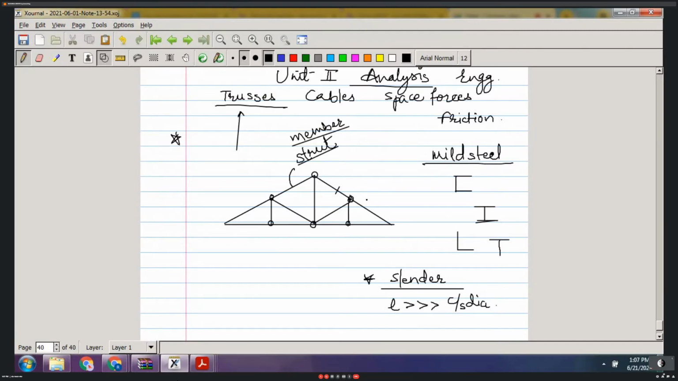Always remember that whatever load is acting on this truss, it is acting on joints. No load is acting on the member. No load is acting on the strut. Whatever load is acting, external load will act only on joints. Is it clear?